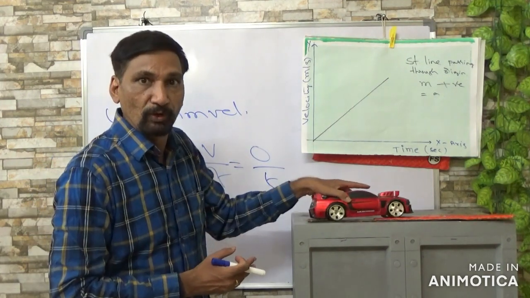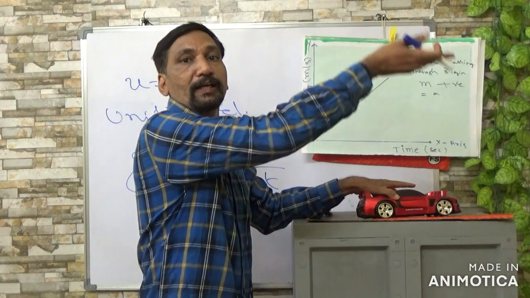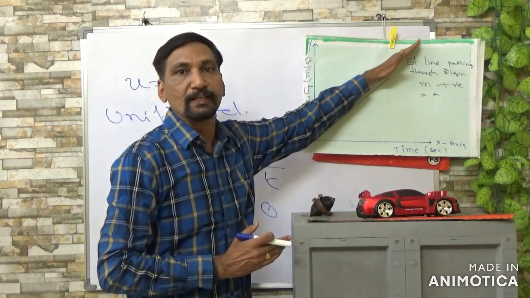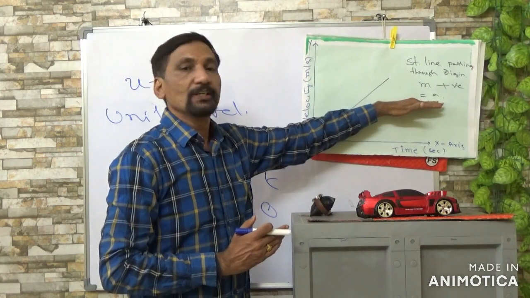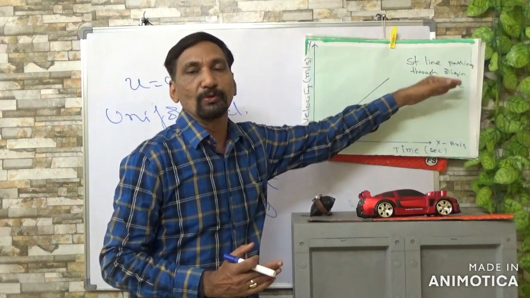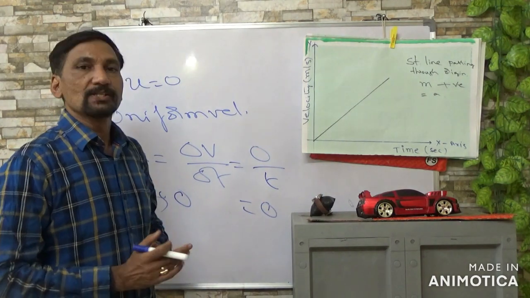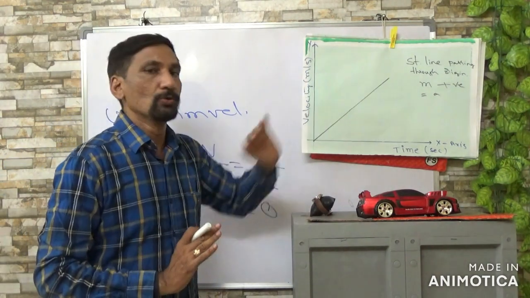First 1 hour I said 40, next 1 hour 50, next 60. So in this way velocity of the body is increasing. Okay. So in this case slope is positive. Nothing but you can say acceleration is also positive. Right. So it is a straight line passing through origin.